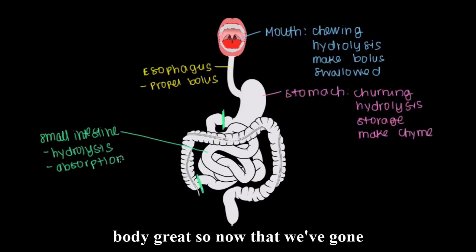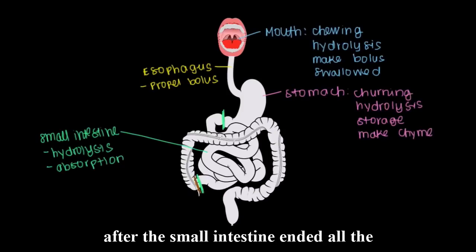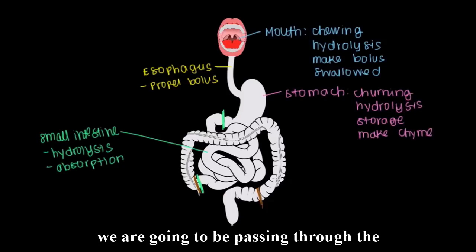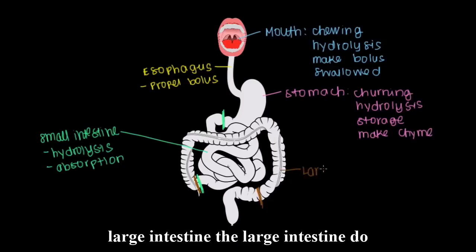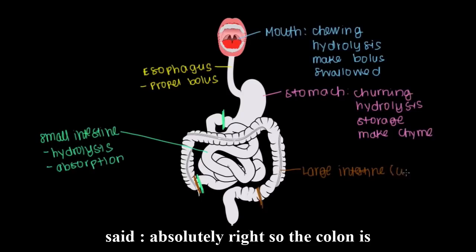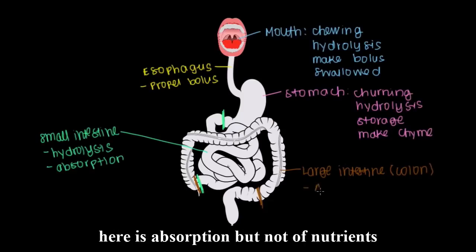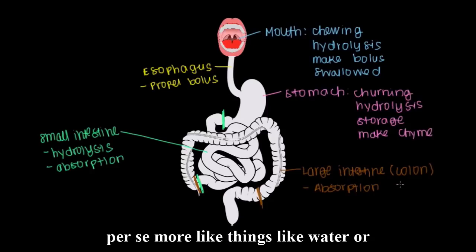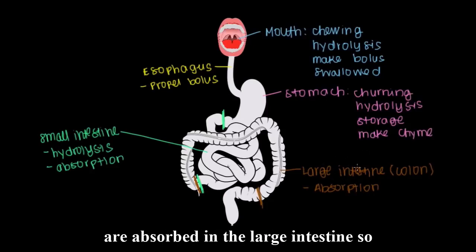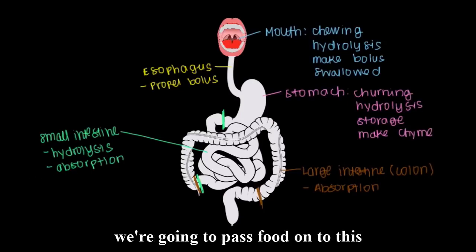Great. So now that we've gone through the small intestine, what do you think shows up next? Starting from after the small intestine ended, all the way through this lined structure right here, we are going to be passing through the large intestine. Do you guys remember the other name for the large intestine? It starts with a C. If you said colon, absolutely right. So the colon is also one of the more boring parts of the GI tract, because really all we have going on here is absorption, but not of nutrients per se, more like things like water or ions or vitamin K. Just things like that are absorbed in the large intestine, so not a very high yield place for acquiring nutrients.